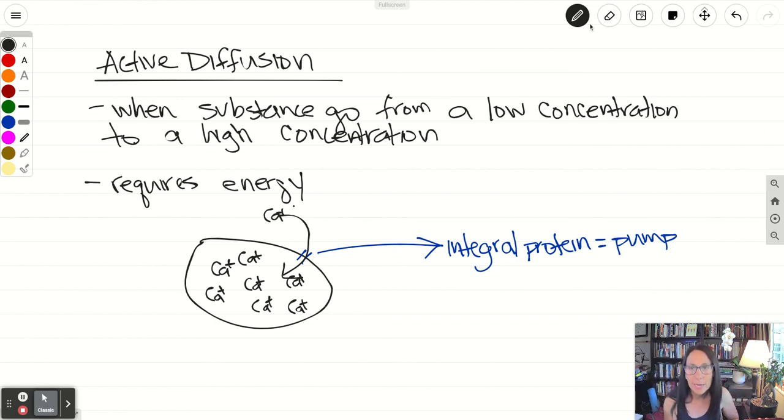This is going to require ATP. Your cell makes energy, and that energy is called ATP. So I'm going to say integral protein is a pump, and this requires energy. I'm just going to put in parentheses here that the energy the cell uses is called ATP. Okay, that's it for this video.